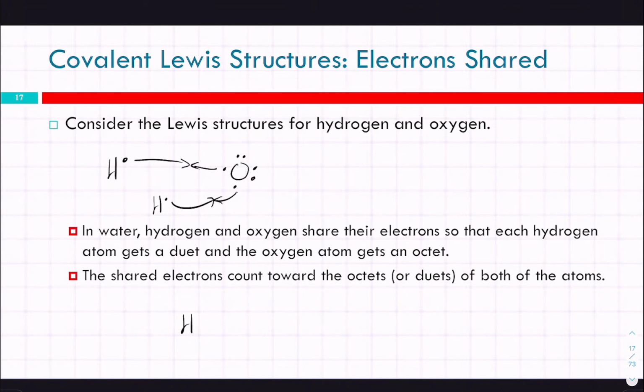So we get hydrogen bonded to oxygen. And again, each of these bonds is still 2 electrons. But now those electrons in the bond count for hydrogen and they count for oxygen. So we can count oxygen's electrons now as 2, 4, 6, and 8. And each of the hydrogens just has 2, because all they need is a duet.